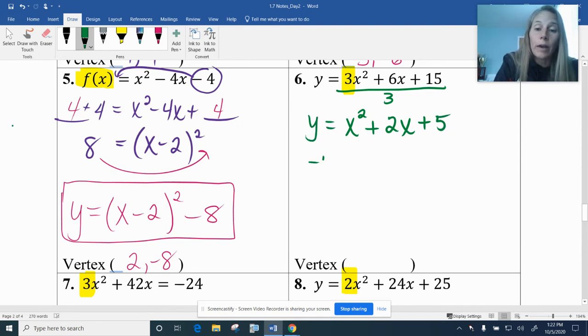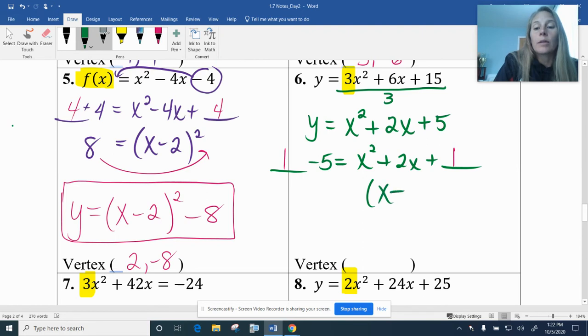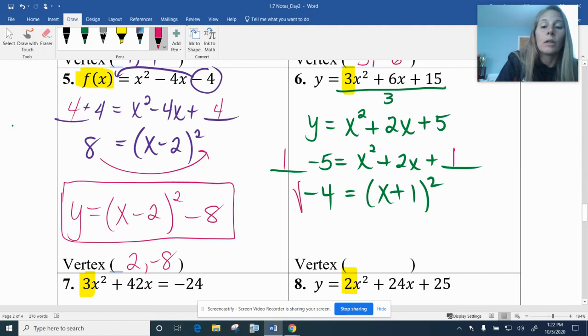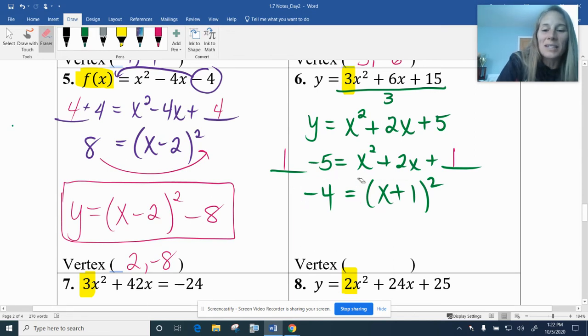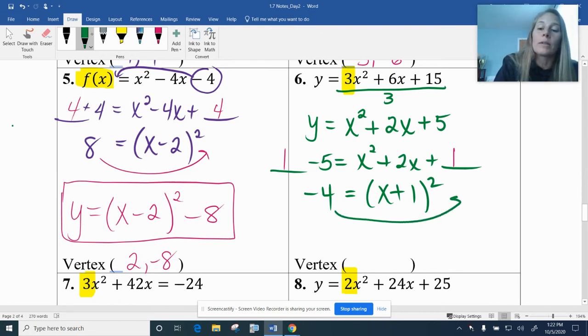And now I'm going to move the 5 over, which is going to make me have a negative 5. Okay, and now we can fill in what that c value has to be to make it a perfect square trinomial. Half of 2 is 1. 1 squared is 1. So we have x plus 1 squared, and over here I have a negative 4. Square rooting both sides. Oops, see, I actually got ahead of myself. We're not solving, so we don't need to square root, right? But that's a bad habit that a lot of us do. So then I would want to move this 4 over.